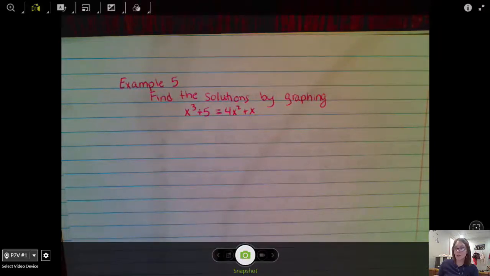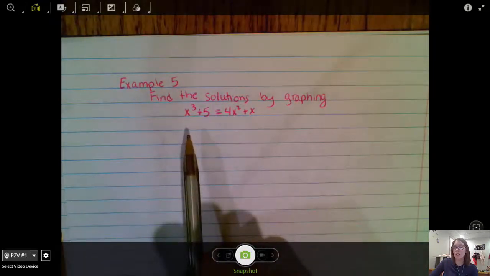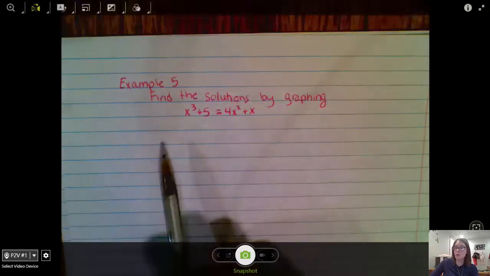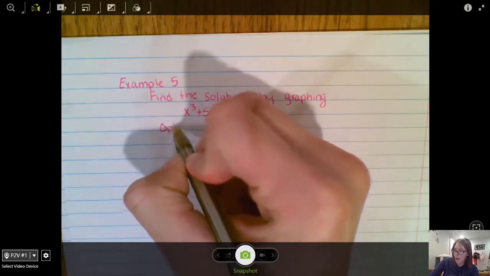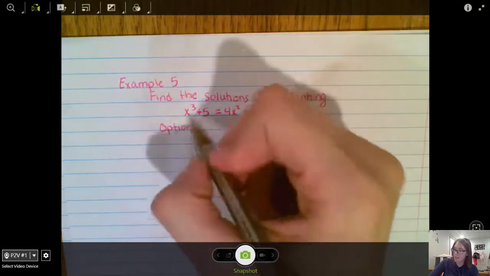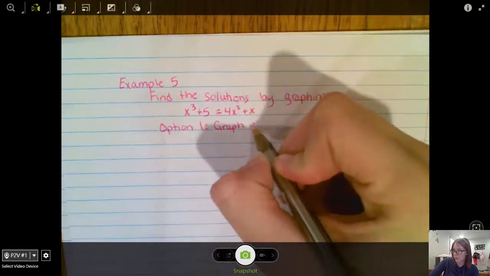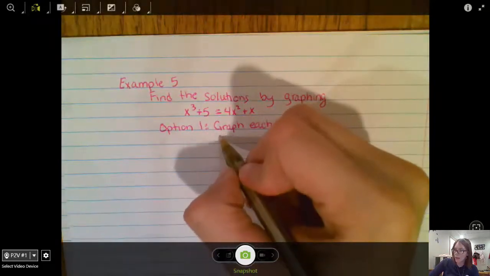Okay, two different ways to do this. The first thing to notice is that it's an equation. It's not a system of equations. I don't have a y value in here anywhere. So really the only thing I care about is what my x value is for my solutions when I'm graphing. Okay, so two different ways that I can do this. The first way is to graph both sides, to graph each side of the equation and see where they intersect.